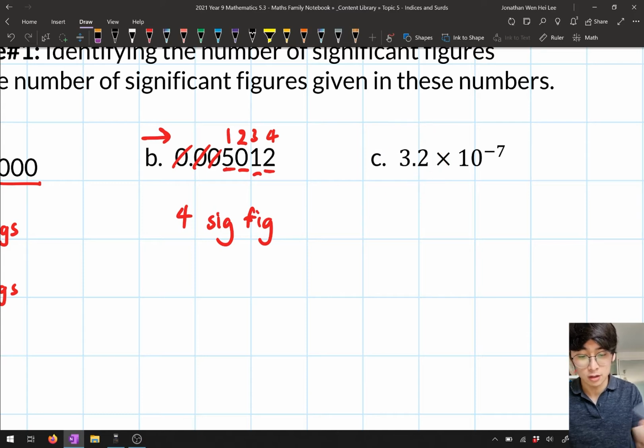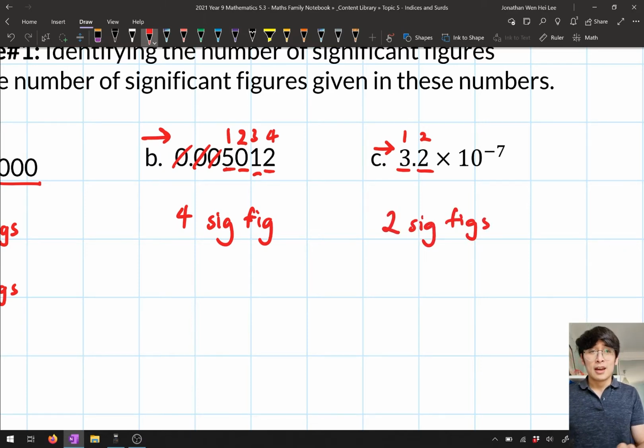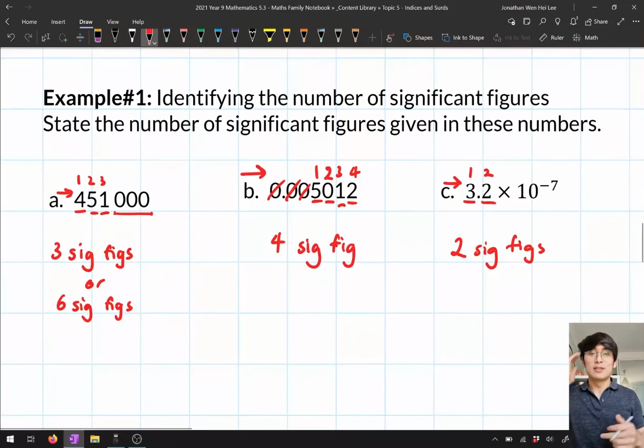So let's do that. Left to right. 3, that's not 0, so that's my first significant figure. And 2, that's also not 0, and that's my second significant figure. And there's no other numbers after that, so this is just 2 significant figures. So that's how we can identify significant figures.